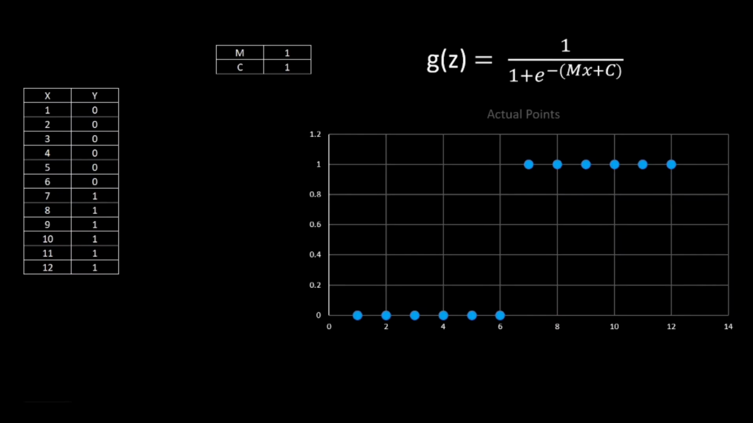We have a nice, beautiful equation over here for logistic regression. G(z) is equal to 1 upon 1 plus e to the power minus (mx plus c), where G(z) is the probability of clearing the exam. X is the number of hours given. We have to figure out the best value of m and c so that we can figure out the probability associated with each number of hours.